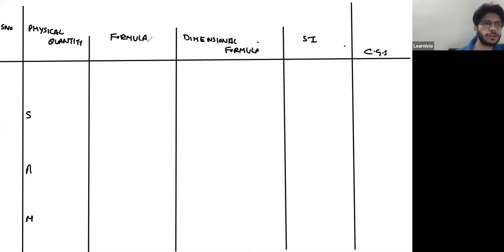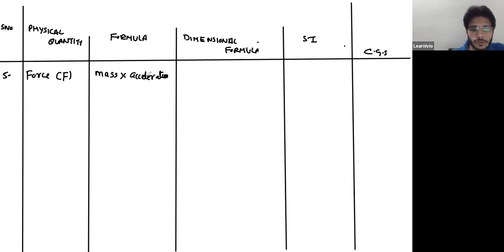Okay, the fifth quantity is force. So Fatima, what is the formula of force? Fatima Sharif, what is the formula of force? No idea. So the formula of force is mass multiplied by acceleration. Formula of force is mass into acceleration. Okay, Fatima, just try the dimensional formula of this force.